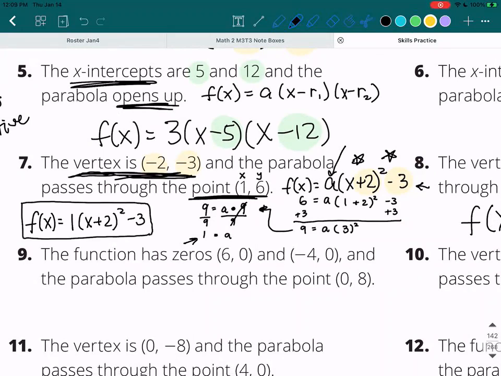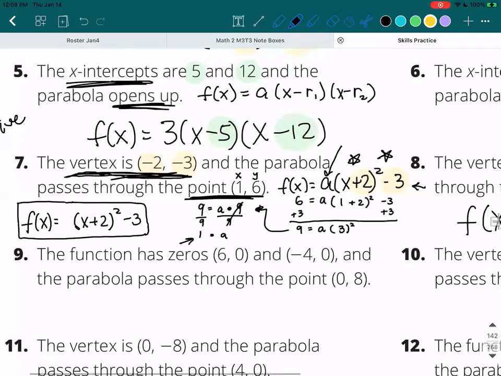Of course, you don't have to write that it's multiplied by 1. If I wanted to, I could just have it as this: f of x is equal to x plus 2 squared minus 3, because remember, if you don't see anything there, it's being multiplied by 1. So this shows us that our a value is 1. So this is correct as well.